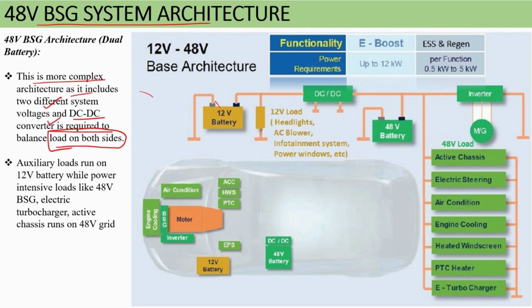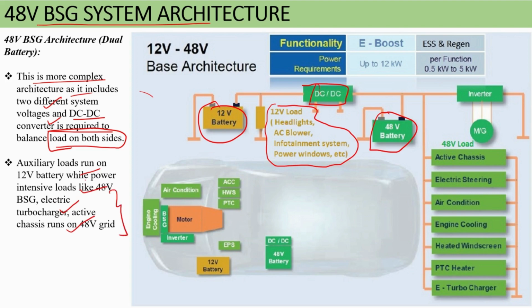Okay, so you know that we already have one 12 volt battery, but you are keeping one 48 volt battery also. So to distribute power to the other loads, you need one DC-DC converter so that it can equalize. Auxiliary loads run on the 12 volt battery, while power intensive loads like the 48 volt BSG, electric turbocharger, and electric chassis run on the 48 volt grid. Okay, so if you see air condition, engine cooling, BSG, here your inverter, motors, PTC, EPS, 12 volt battery, DC-DC, 48 volt.